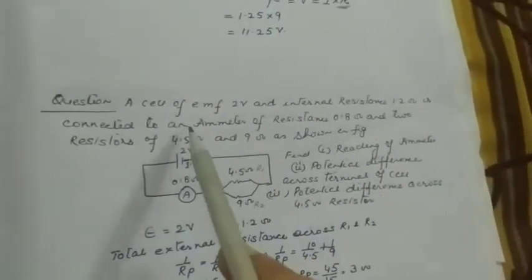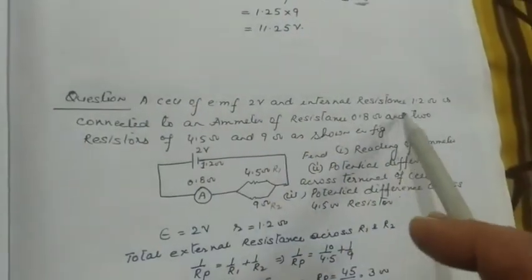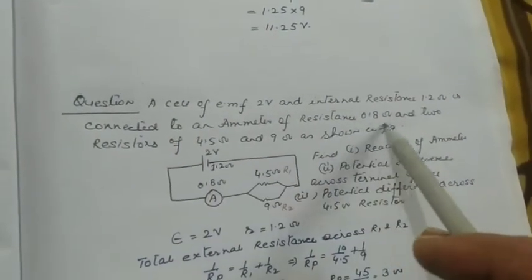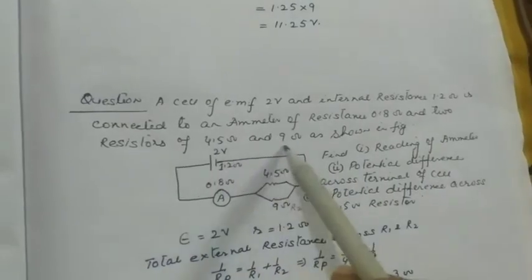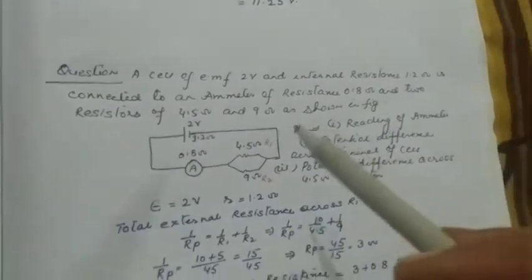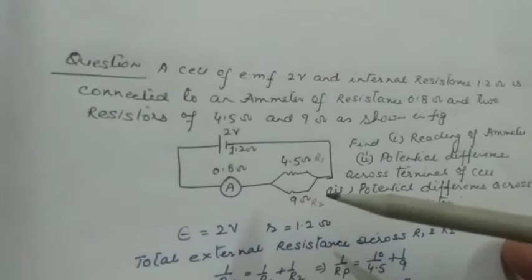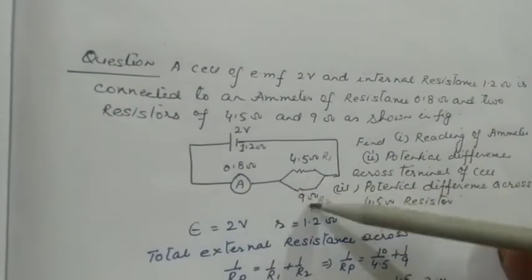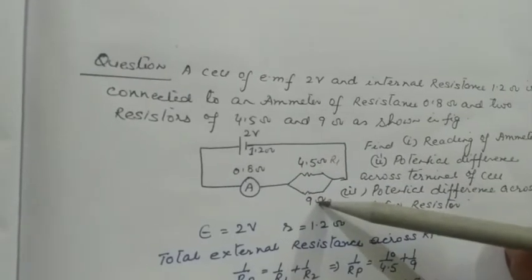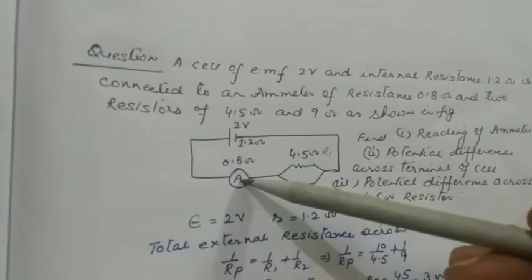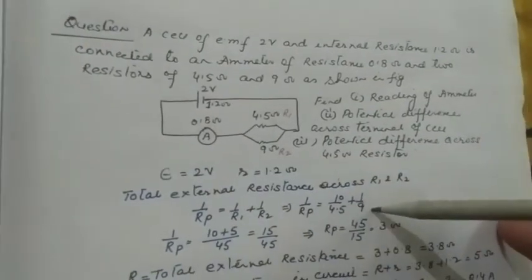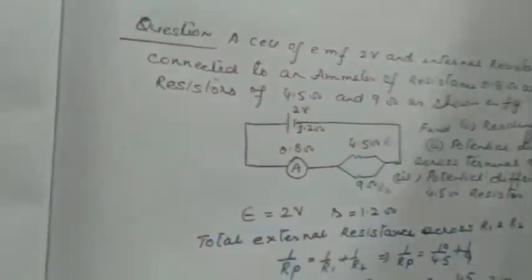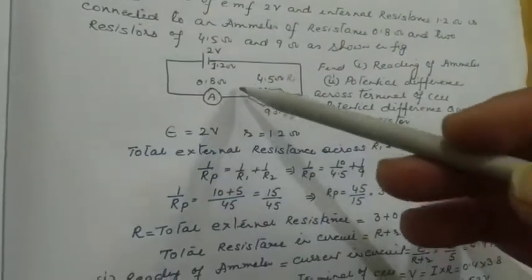Next question. A cell of EMF 2 volt and internal resistance 1.2 ohm is connected to an ammeter of resistance 0.8 ohm and two resistors of 4.5 ohm and 9 ohm as shown in the figure. Thank God, the diagram is given here. So firstly we have to understand the diagram. In this diagram there are two resistors connected in parallel, whereas one ammeter is connected in series. So firstly we will find out the value of this parallel arrangement, that is 3 ohm, and the ammeter resistance in series.